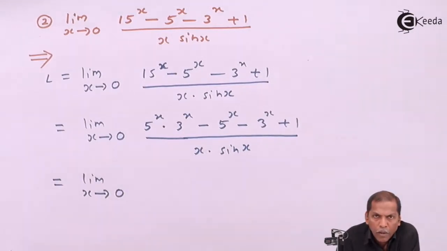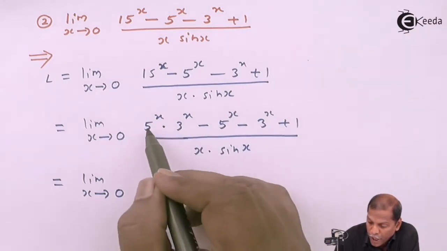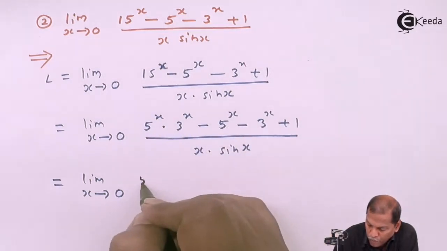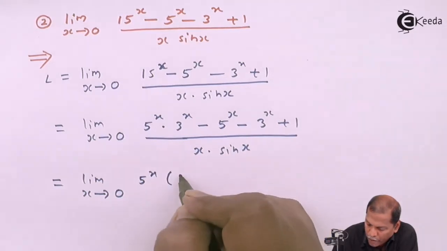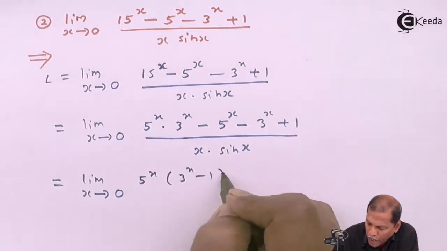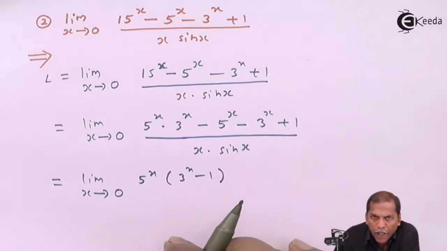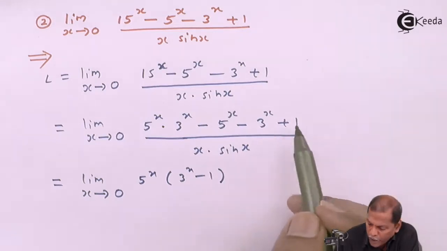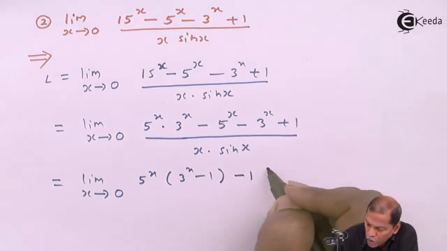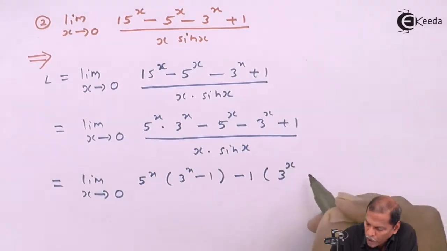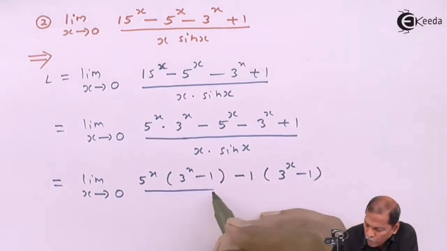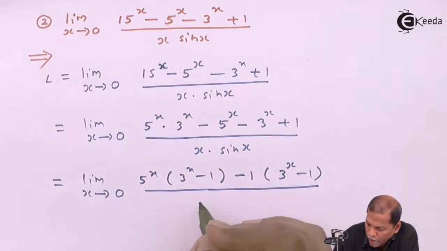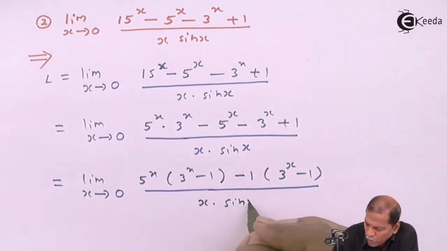Now in the numerator we have 4 terms in total, so we make groups of 2 terms and then take 5 raised x common from the first group. So in bracket we have 3 raised x minus 1, and then from the remaining 2 terms, minus 3 raised x and plus 1, we take minus 1 common. So in bracket we have 3 raised x minus 1, and then whole thing divided by x into sin x.